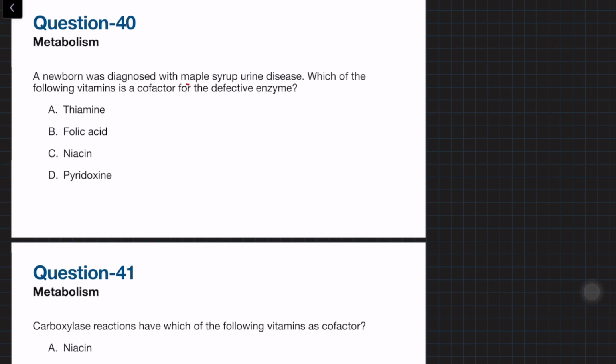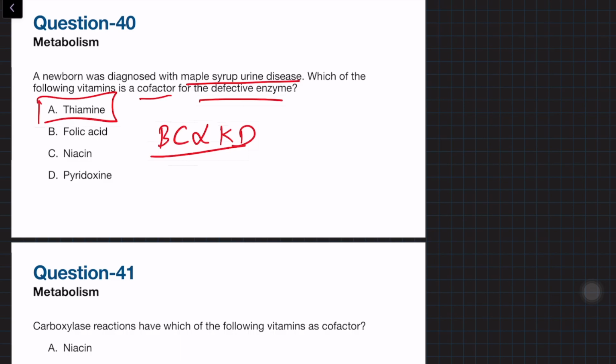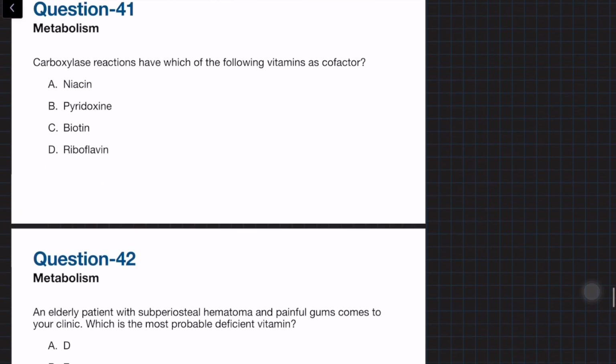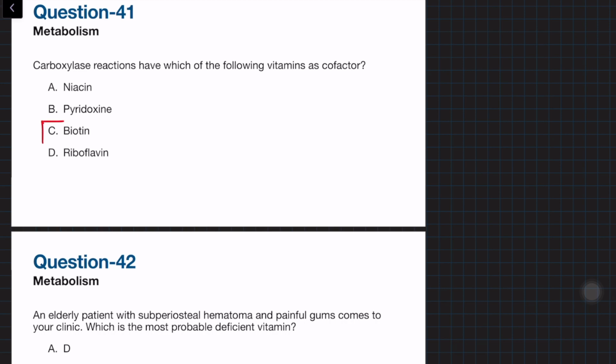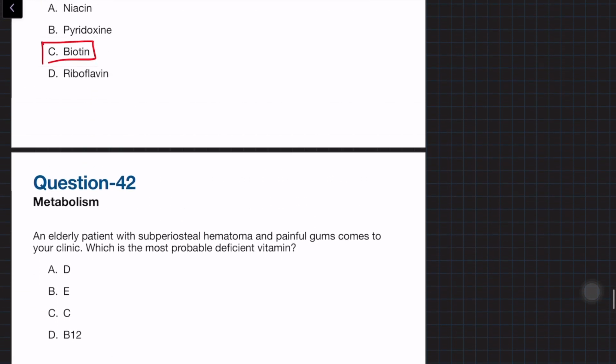A newborn was diagnosed with maple syrup urine disease. Which of the following vitamins is a cofactor for the defective enzyme? So what is the defective enzyme for MSUD? It is branched chain alpha ketoacid dehydrogenase. So the enzyme is BC alpha KD, and the cofactor is thiamine. Okay. Carboxylase reactions. All carboxylase reactions will have biotin. There are some carboxylase reactions without biotin, there are exceptions, but if the question asks generally, carboxylase will usually have biotin. Okay. Biotin is B7.